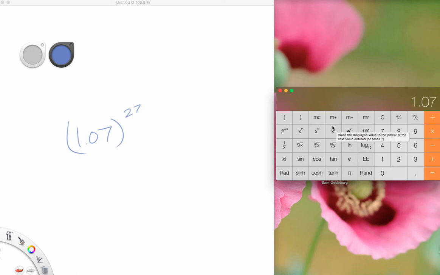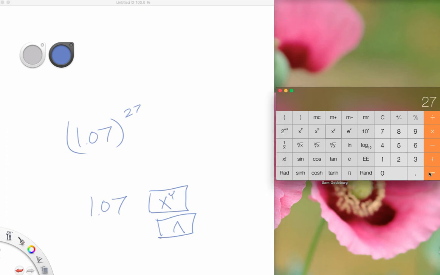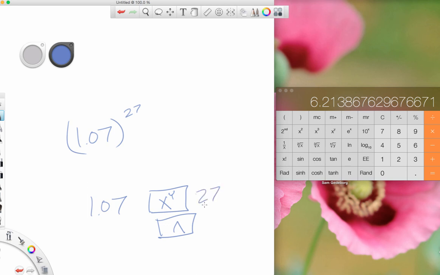Now I'm going to come over here, and this x to the y button is the next value. Notice how I'm doing this: 1.07, then I press the x to the y button, or if you have another button that just has a caret, you can press that. Once I press that button, I now press 27, and then I press the equal sign. What I've just done is I've taken 1.07 and raised it to the power of 27 to get the value of 6.21, and I'm going to round it at that point and just keep it there. But you'll get how that works as you go through the different processes.